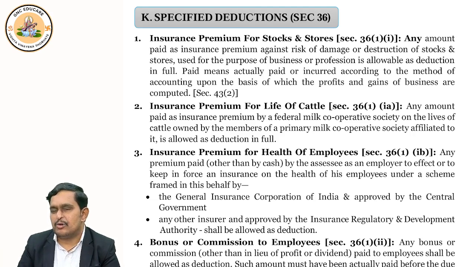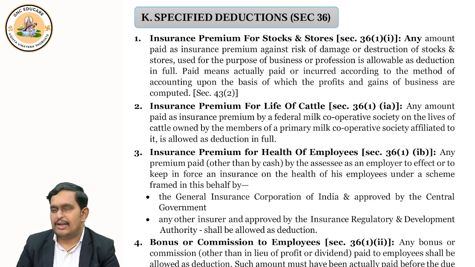There is no 10,000 limit here, right? So if it is up to 10,000 in cash, it is allowed? No such rule. Even a single rupee of insurance premium should be paid through account payee cheque. Then only the company can claim deduction.